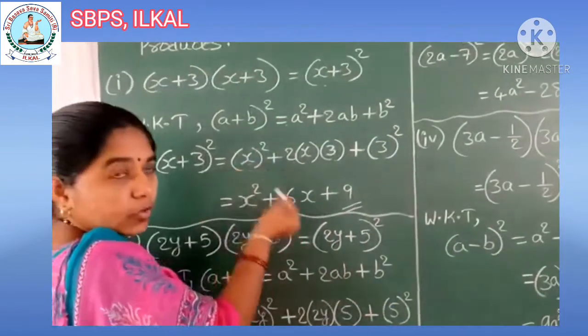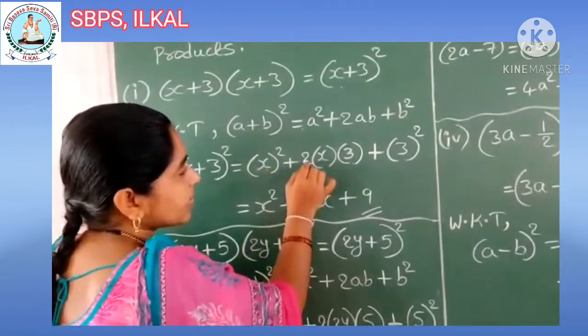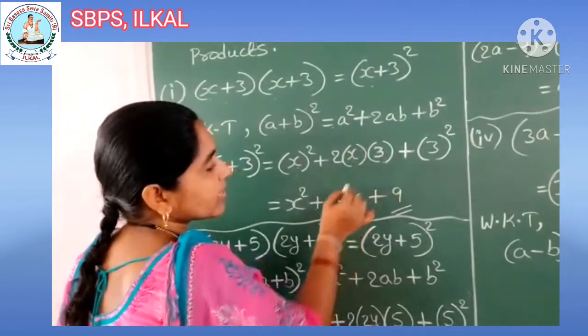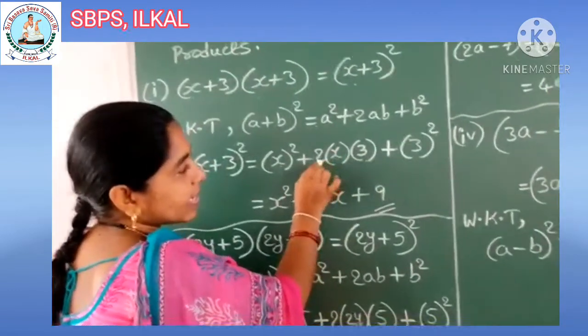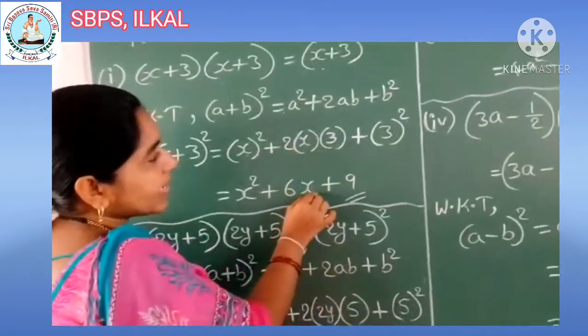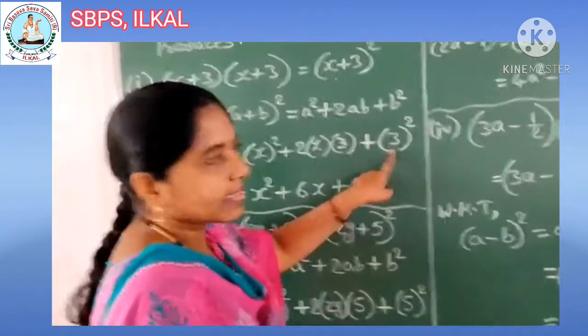After substituting, we can multiply. X into x is x square plus 2 into 1 here. 2 ones are 2. 2 into 3, 6. Here nothing is there, then directly 2 3s are 6 can also be multiplied. This x is a variable, write as it is. Plus 3 square value is 9. That is 3 3s are 9.